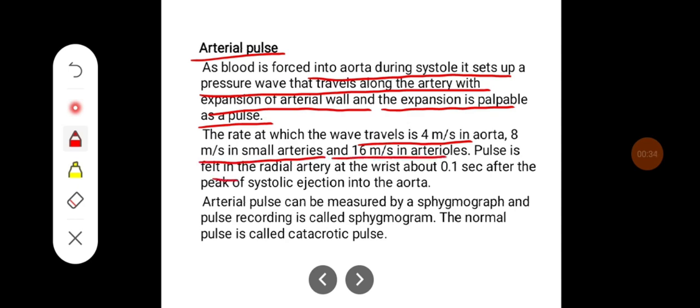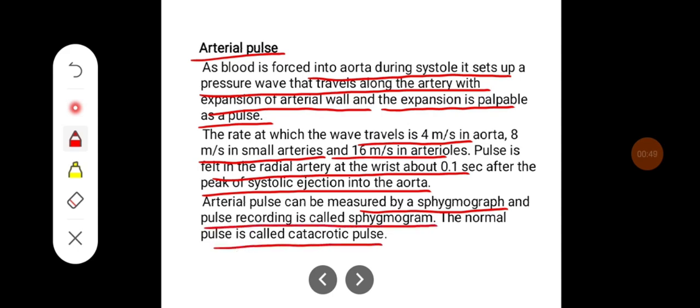Pulse is felt in the radial artery at the wrist about 0.1 second after the peak systolic ejection into the aorta. Arterial pulse can be measured by a sphygmograph, and the pulse recording is called a sphygmogram. The normal pulse is called a catacrotic pulse.